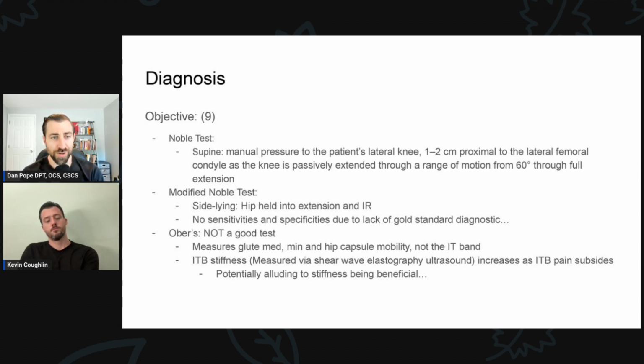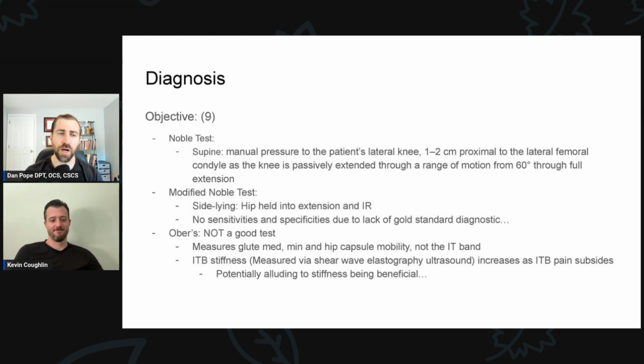How about the Ober's test? Are you an Ober's guy, Kevin? Dude, right now that's the only test I use for most things. So well, I don't know, that's the problem. Should I use it? Yes. Just kidding. Ober's test is not a good test for IT band pain.